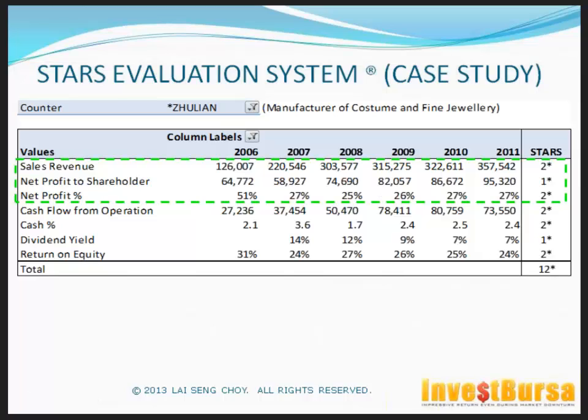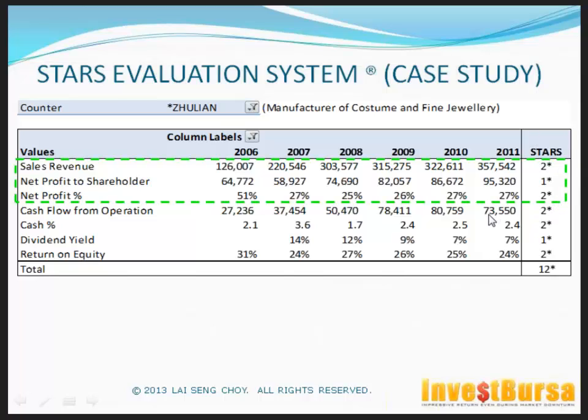So from here, I strongly suggest the user to investigate what the reasons are that caused the minor contraction of the net profit to the shareholder for Julian in the year 2007. But for this illustration, I assume everything is okay and acceptable. So, since there was a minor contraction of the net profit to shareholder in the year 2007, while the rest were still growing quite healthily, I can give this category 1 star.